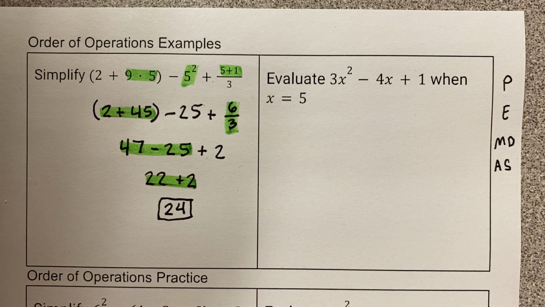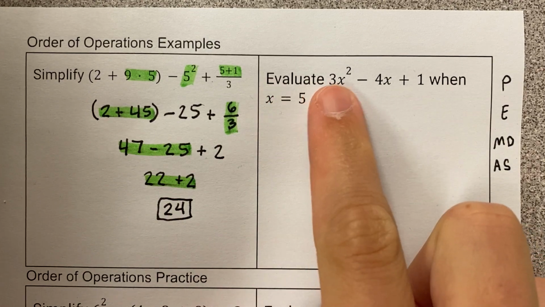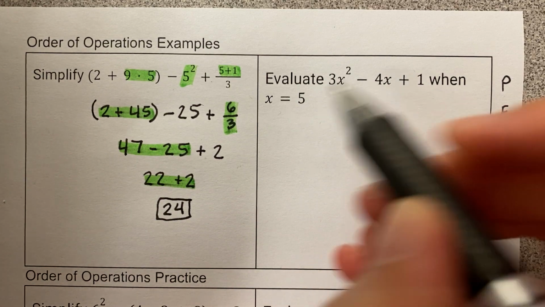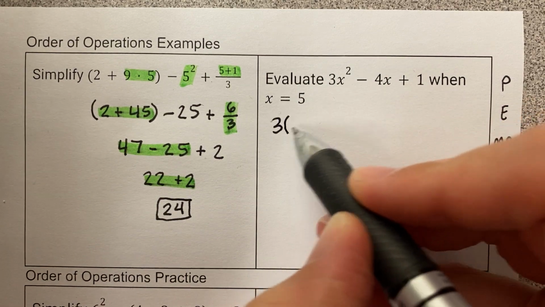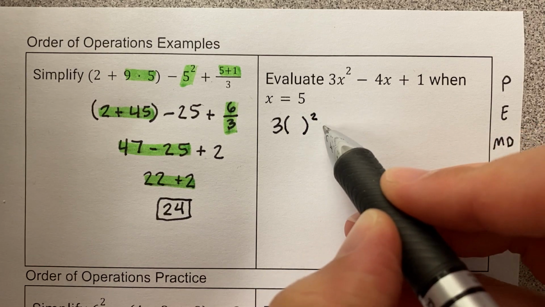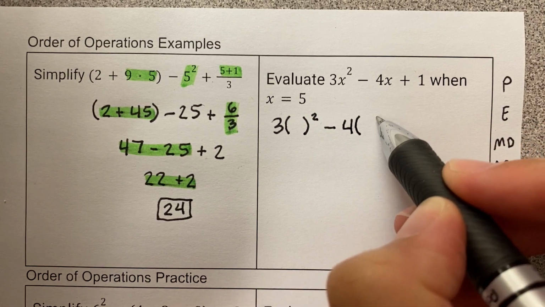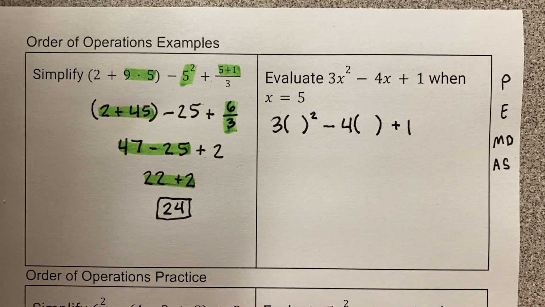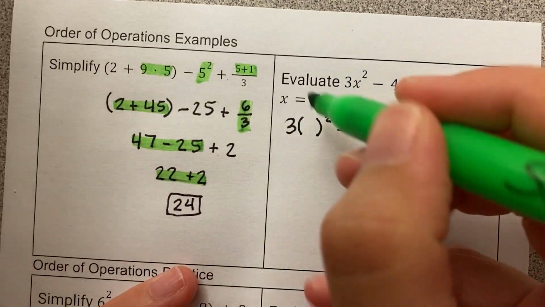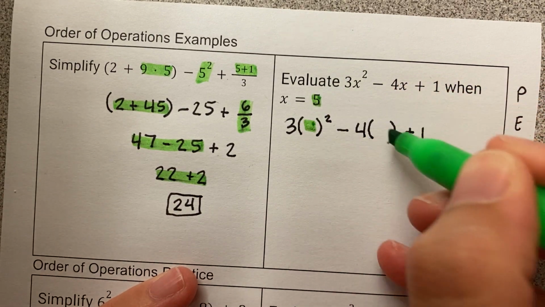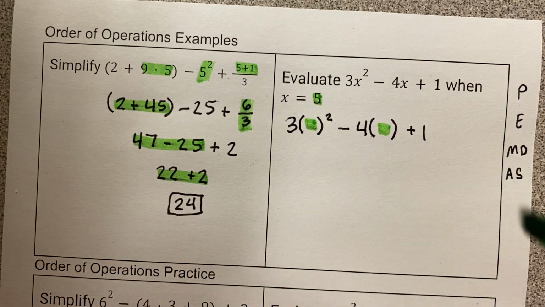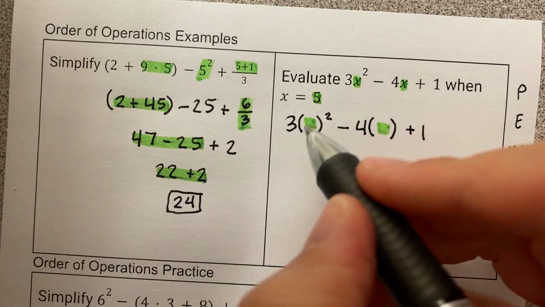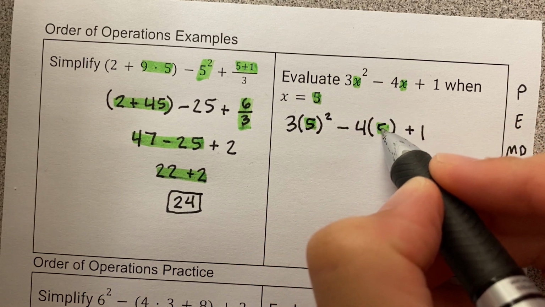Okay, in this next problem it says evaluate 3x squared minus 4x plus 1 when x equals 5. So what I'm going to do is write this, but instead of the x, I'm going to put parentheses. Instead of the x again, I'm going to put parentheses. Wherever I see the x, I'm putting parentheses. And inside those parentheses, I know that x equals 5. So I'm going to take that 5 and put it in both places where there was originally an x. Okay, so I'm going to take my 5, put it here and here.